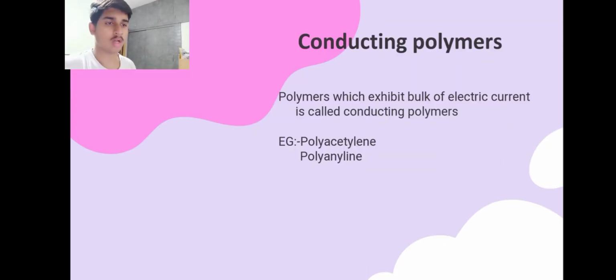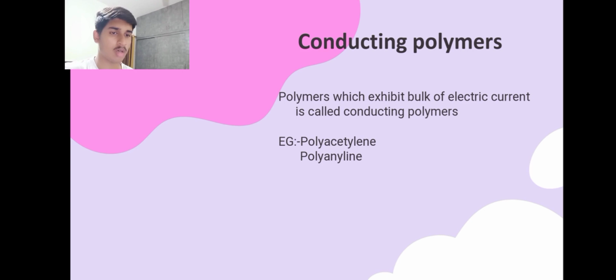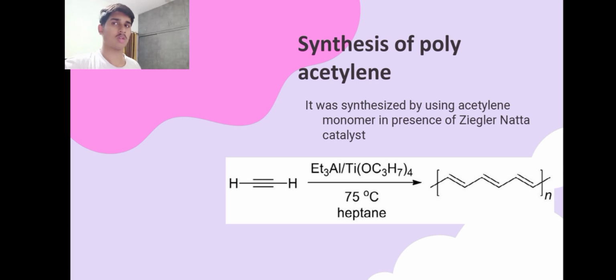So the next topic is conducting polymers. The definition of conducting polymers is polymers which allow electric current to pass through them. Examples of conducting polymers are polyacetylene and polyaniline. Coming to the next topic, synthesis of polyacetylene. It is synthesized by using acetylene monomer in the presence of Ziegler-Natta catalyst, where acetylene monomers are linked together in a chain pattern. When n number of molecules come together, they become polyacetylene.